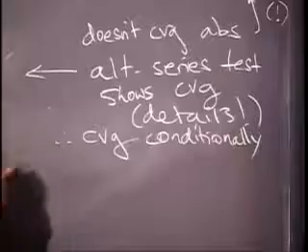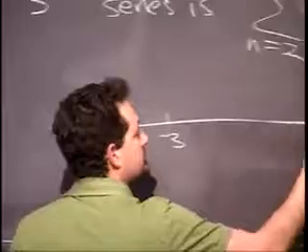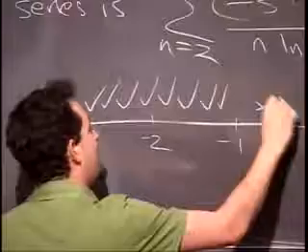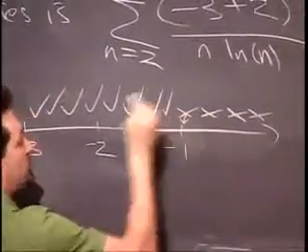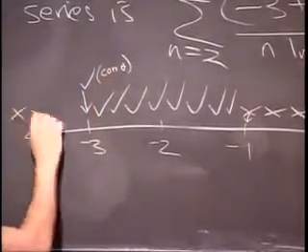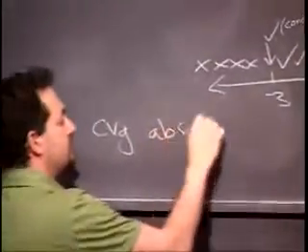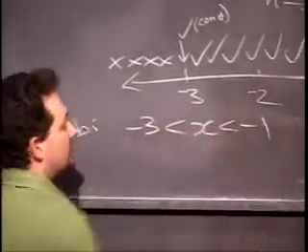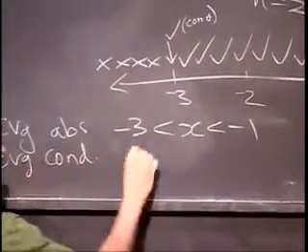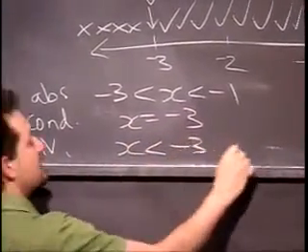So we can now summarize the entire situation. I'll redraw this again. We're good in the middle. We're bad outside. We're bad at minus 1. And we're just good at minus 3, but it's conditional. Bad to the left. So, it converges absolutely if minus 3 is less than x is less than minus 1. It converges conditionally at x equals minus 3 and diverges when x is less than minus 3 or x is greater than or equal to minus 1.